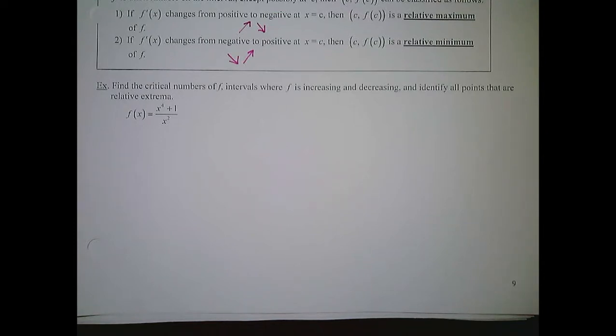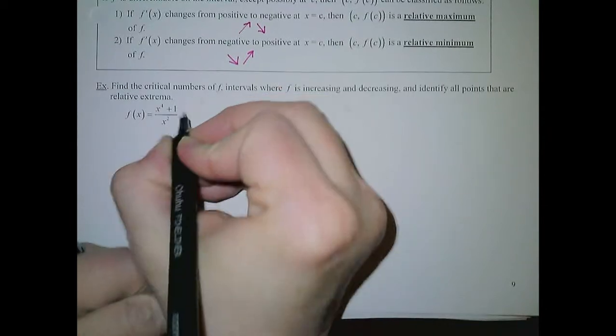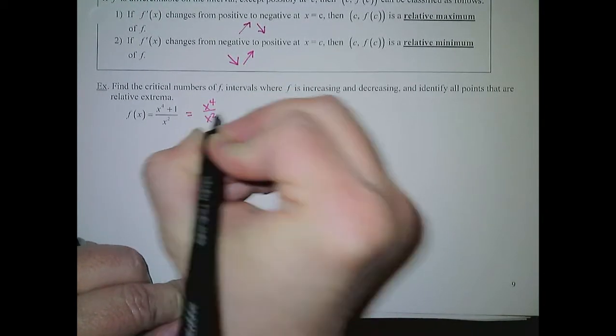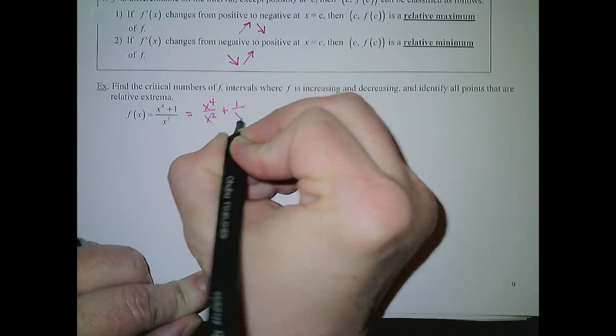So in order to find the critical numbers, the first thing that we're going to need to do is to figure out what the derivative is. And we have x to the fourth plus 1 divided by x squared. Now, we could approach this using quotient rule, but a little bit of manipulating with our function before we get started will make it easier to find the derivative, because this is x to the fourth divided by x squared plus 1 over x squared.